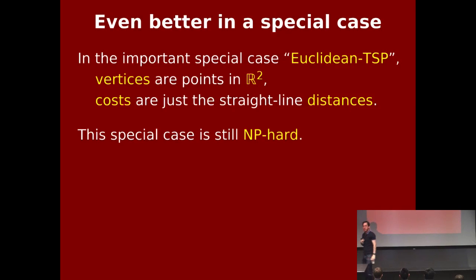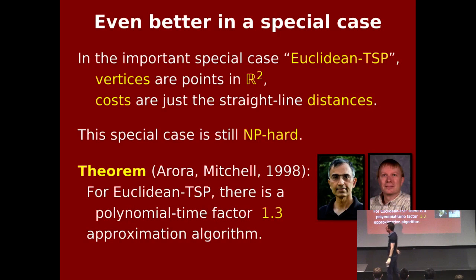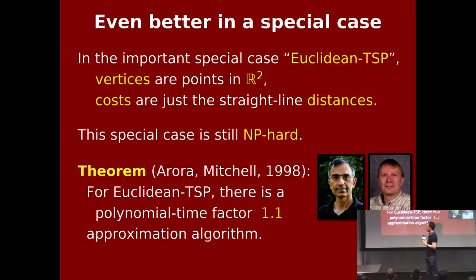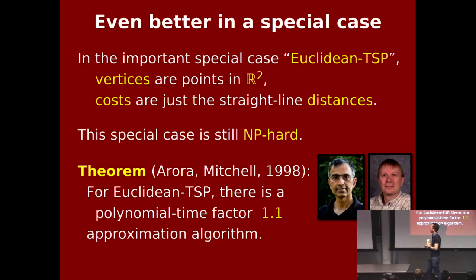But there are even better approximation algorithms for it. In 1998, these two people, Arora and Mitchell, not working together, but working separately at the same time, came up with an approximation algorithm that guarantees a 1.3 factor approximation for TSP. So it's never worse than 30% larger than the shortest TSP tour. Actually, it's a little better than that. I wrote 1.3, which is true, but something even better is true. It's actually a 1.1 factor approximation algorithm. So it's never more than 10% worse than the optimal solution.